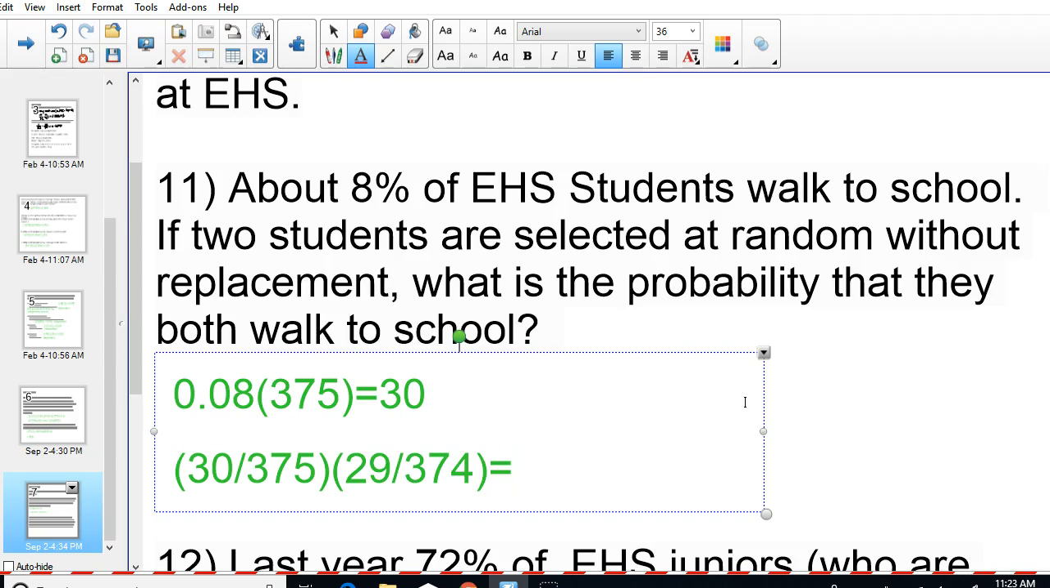So whenever we multiply those together, what have you got there? 0.006 for that.